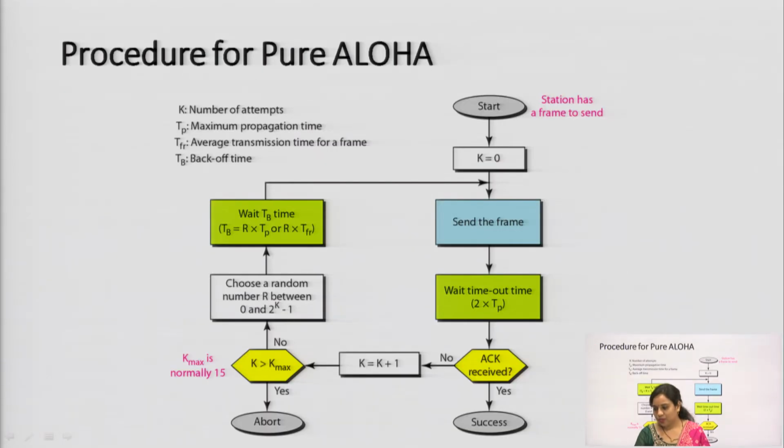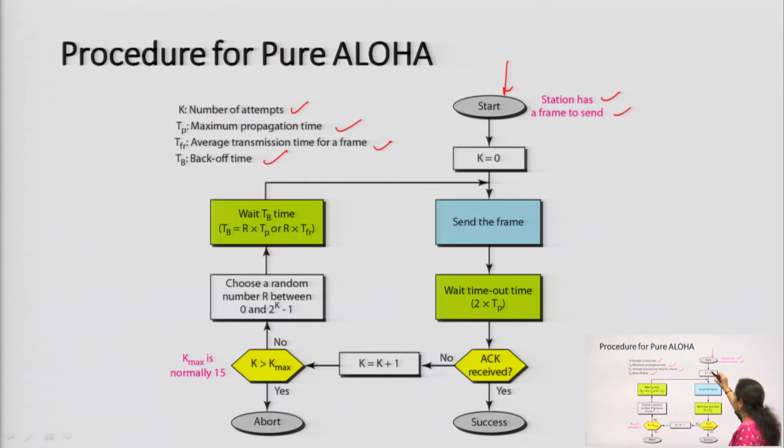Now, next is the procedure for pure ALOHA. This is the flow chart showing how the whole process will work. First is the start: the station has a frame to send. This is the first station and it has a frame that it wants to send. Then, K is the number of attempts, TP is the maximum propagation time, TFR is the average transmission time for a frame, and TB is the back-off time.